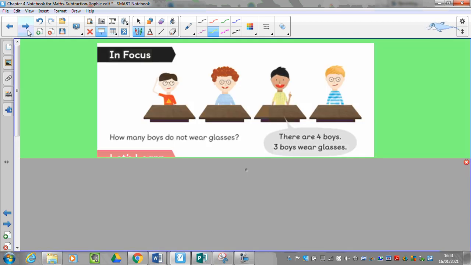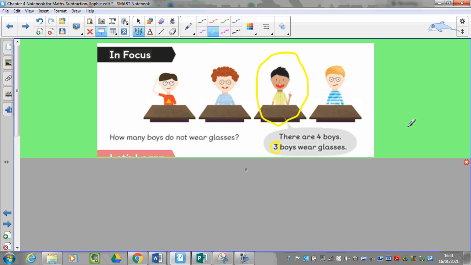Okay, so our in focus today is also focused around wearing glasses. We've got 4 boys here, and 3 of the boys are wearing glasses. 1, 2, 3. Lovely. Now I need to find out how many are not wearing glasses. This time I can see how many are not wearing sunglasses, so that helps me with this question. However, later on we might not know how many are wearing, or who is or isn't wearing glasses.